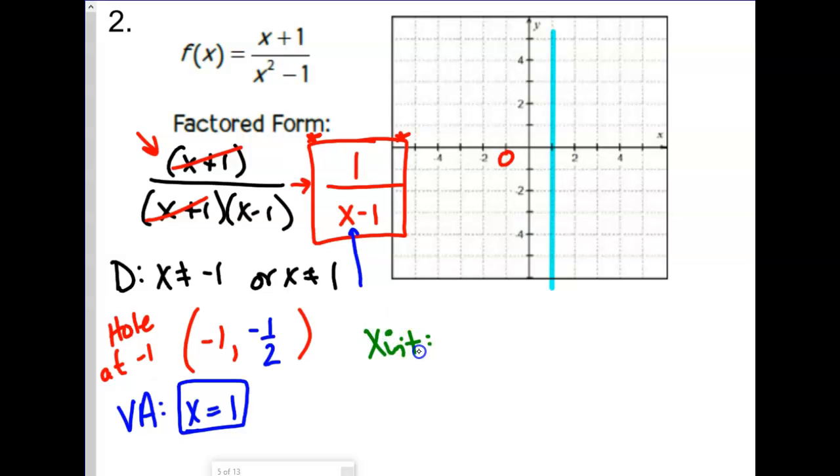Well, according to my yellow card, x-intercepts are where you set your numerator equal to 0. Remember, not the original, the new guy. Is that numerator ever going to be 0? No, there's absolutely no algebra in it. So there is no x-intercept.